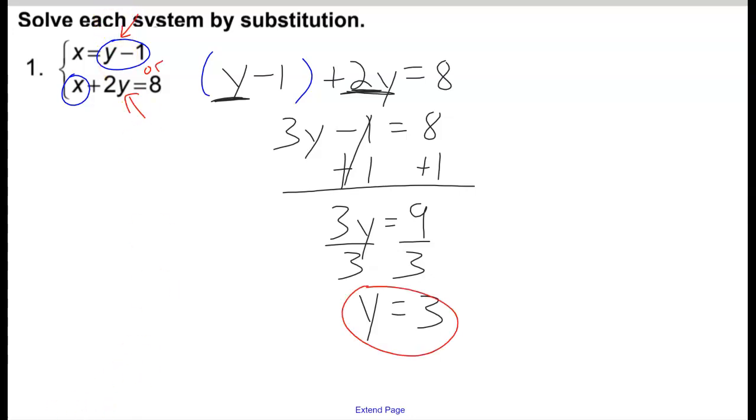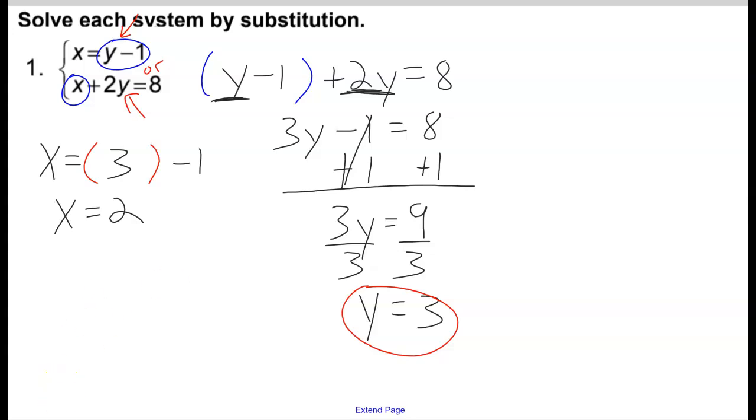I'm going to plug it into the first equation. I can plug it into either one, but make sure you plug it in for y. I'm going to plug it into the first one, and I've got x is equal to y minus 1, which is 3 minus 1, so x is equal to 2. I didn't check it, but feel free to check it if you like, and that way you can know you got the right answer.